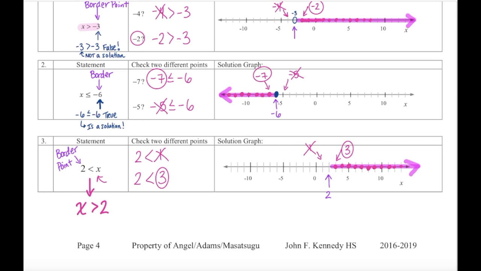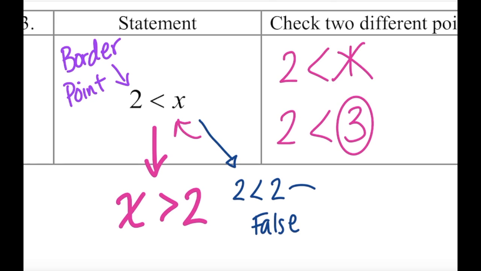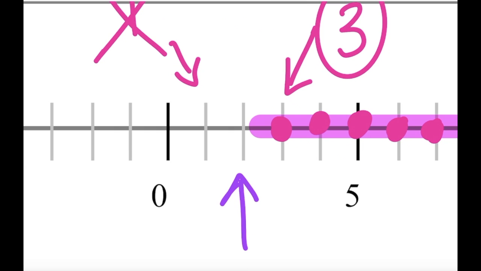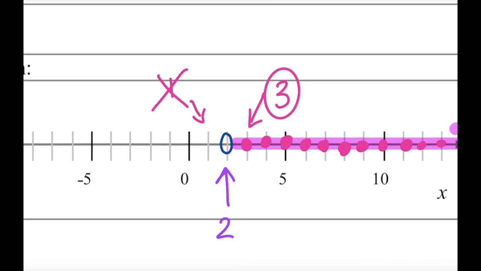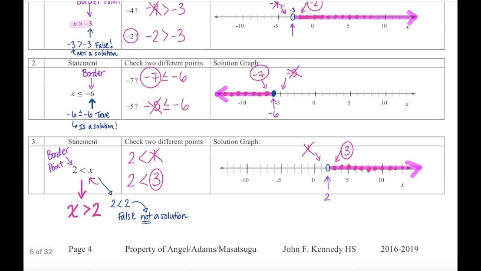Now we need to check the border point. Is 2 a solution? Well, let's zoom in here. If I were to plug in 2, is 2 less than 2? No, that is a false statement, which means 2 is not a solution. And since it's not a solution, I can circle 2 to show that that's where my solutions start, but I want to make sure that it's not included in my solution graph. And that's how we do number 3.